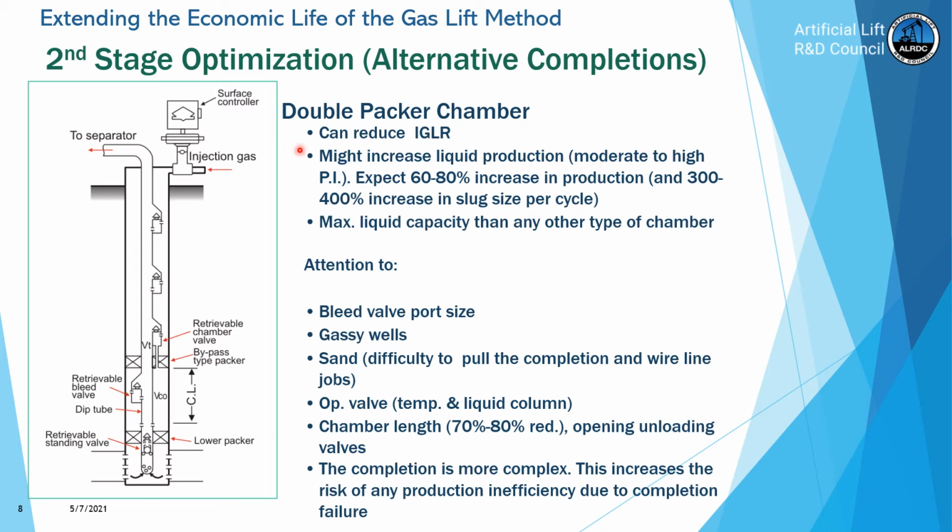Now, with this type of completion, we can always reduce the injection gas liquid ratio. We can always increase the liquid production, but it will be significant in those cases where the PI tends to be high. We should expect an increase in production from 60 to about 80% of what we have with a normal, simple type of completion.